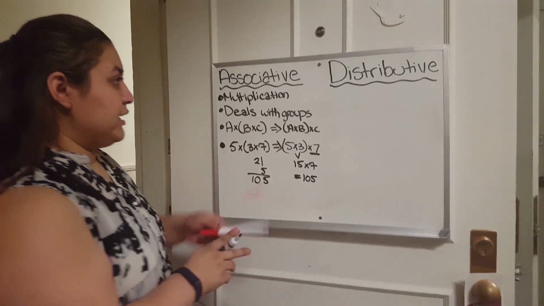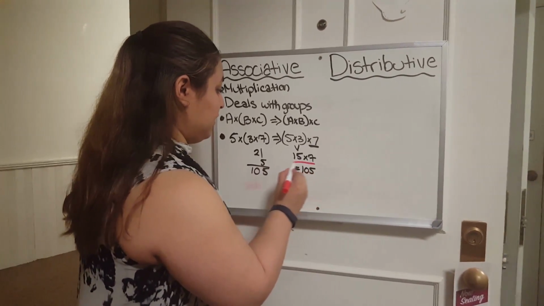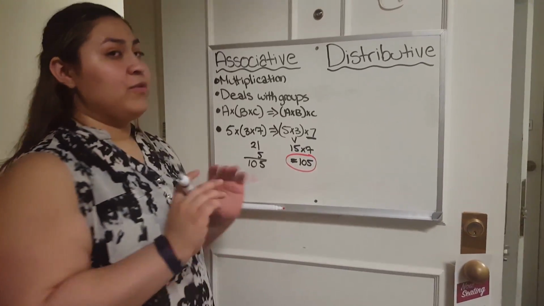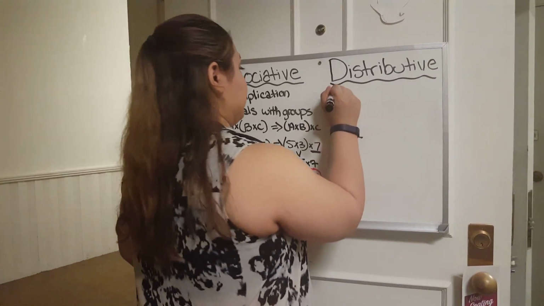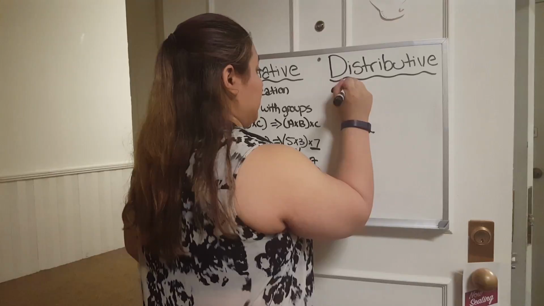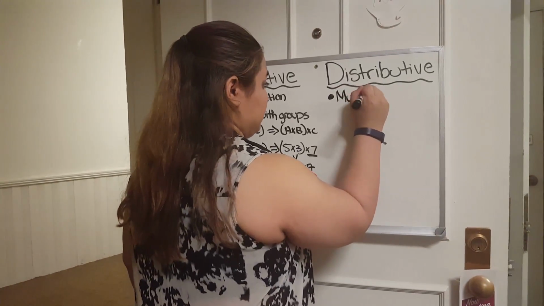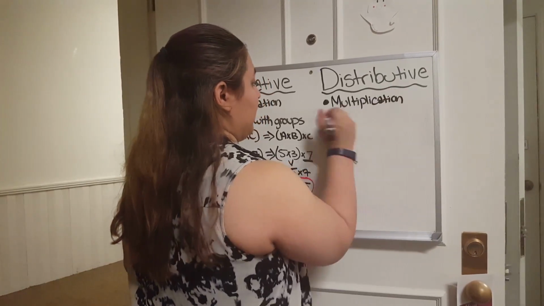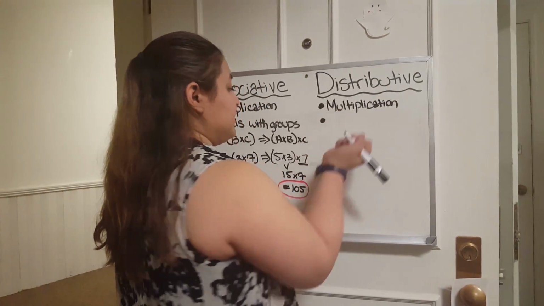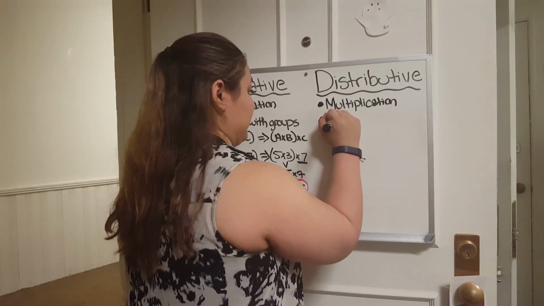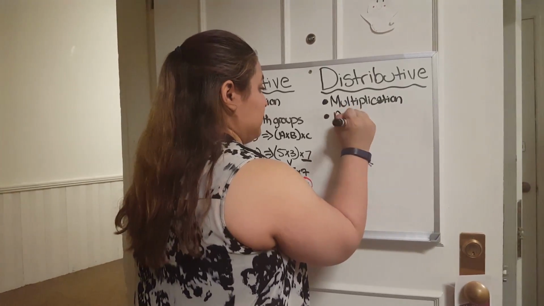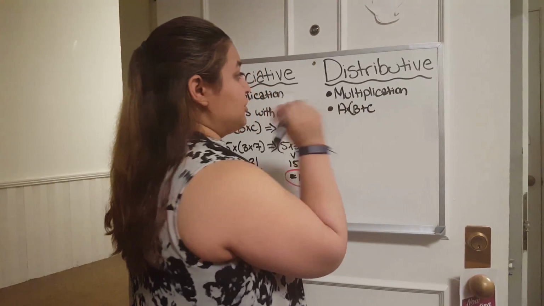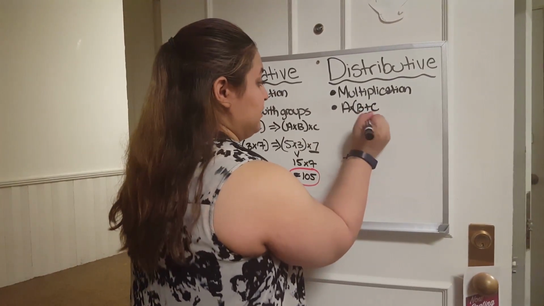So the next one we're going to be using will be the distributive property of multiplication, but we're going to be using it over addition. So also a multiplication problem. And with this one, if we were going to do it, we would do something like A times parentheses B plus C, because it's the distributive property of multiplication over addition.